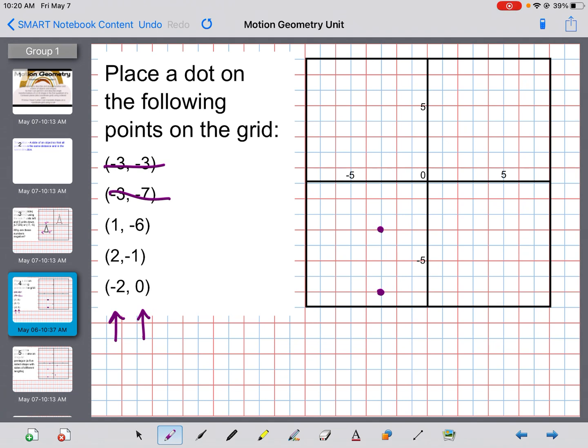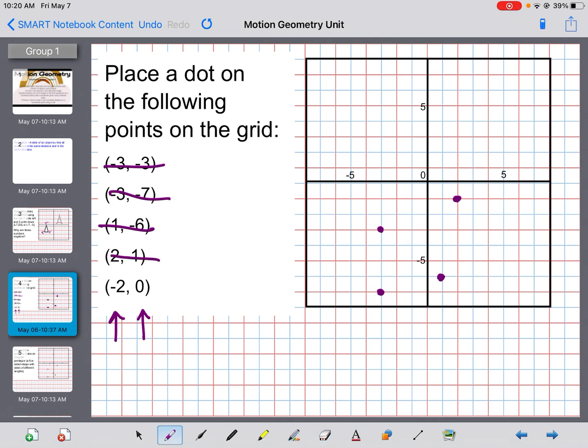So 1 is on the positive side of the x-axis, so it's actually right here. And it is down 6. 1, 2, 3, 4, 5, 6. And you might notice you don't actually have to count every single time because this right here is -5. So I could have just counted from -5 down 1 more to land me right here. All right, and that one's done. Okay, now I've got 2 and -1. So again, I'm on the positive side of the x-axis. I'm going to be right here. And -1 is down just 1 spot. So it looks like that. Okay, that one is done.